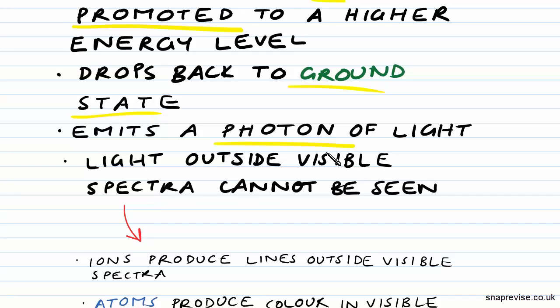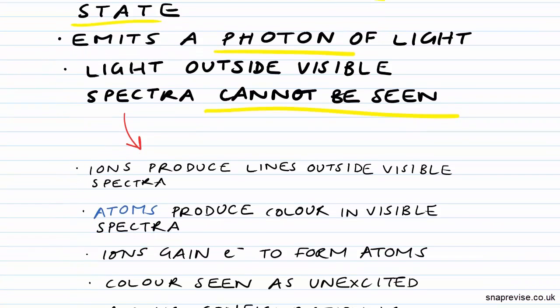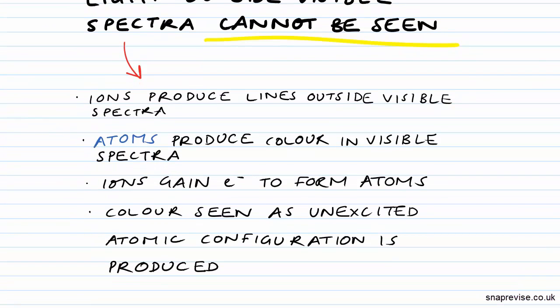Now, if the light is outside the visible spectra, we can't see it. But if it falls within the visible spectra, that's when we observe a colour. This explanation is a slight simplification, but that's okay for you to know. I'm going to explain to you what really happens just so you can have a greater understanding of it.